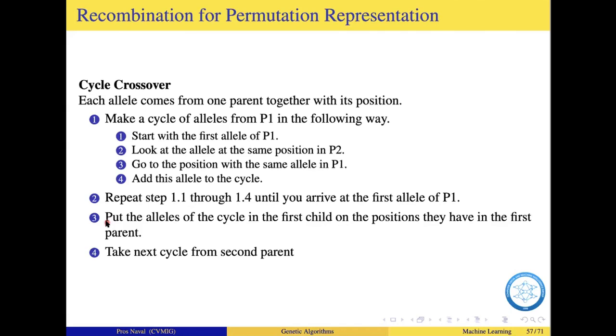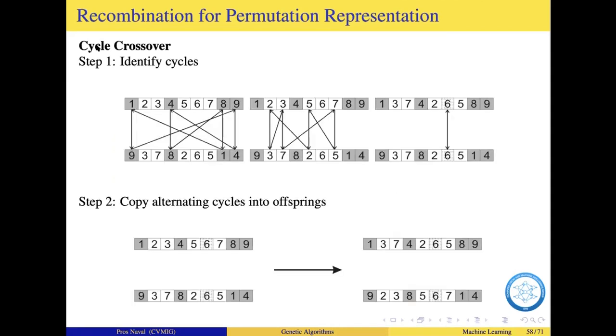Then for the next step, we put the alleles of the cycle in the first child on the positions they have in the first parent. And finally, we take the next cycle from the second parent. To illustrate, we have the following.